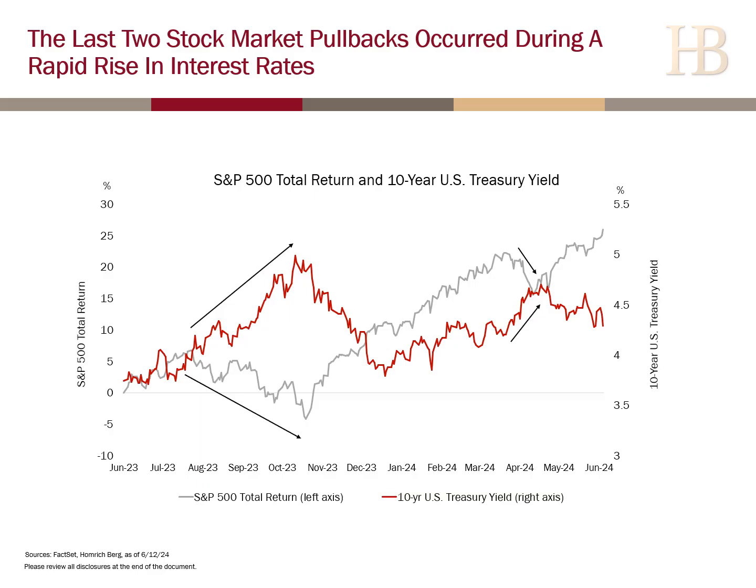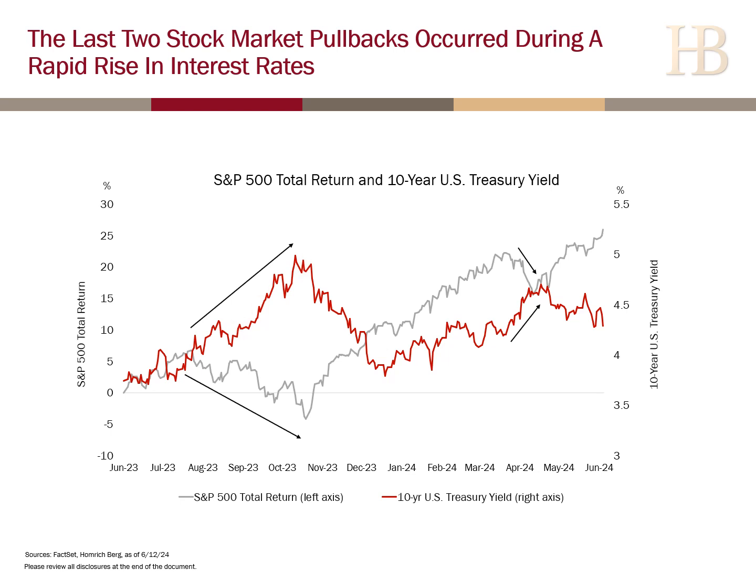To begin our discussion, let's look at a chart of the S&P 500 over the last year. Here shown as the gray line, S&P 500 total return on the left axis, along with the 10-year U.S. Treasury yield, the red line shown on the right axis. The last two stock market pullbacks occurred during a rapid increase in yields. First, we had the 3-month stock correction that started in August and went through October of last year, and this occurred as the 10-year Treasury yield pushed towards 5% at its peak.